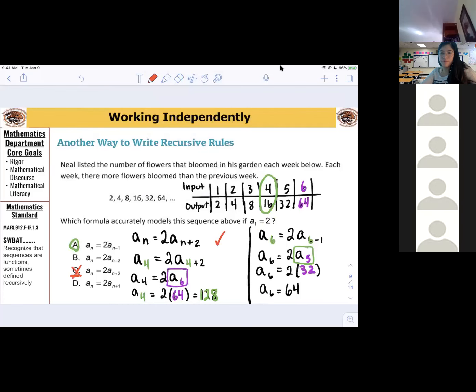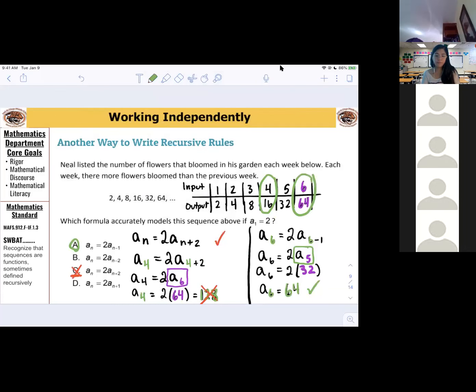It's wrong because 128 is not what you should get. You should get 16. So that one's wrong. Now, over on the right side, I was still testing answer choice A, and this one was correct because when I plugged in a 6, I got 64. And that's exactly what I wanted to get because that's the pattern and that's on the table. The sixth term should be 64. Since that's what I got, I know that is a correct answer.